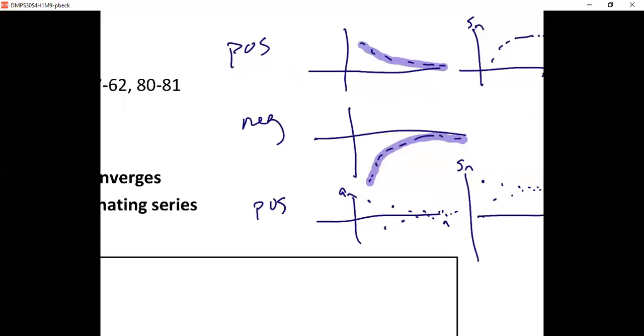So with that said, what happens if we have terms that are both positive and negative? We still have to approach 0 essentially, or eventually, to be able to have a sum, and that's what we're going to deal with today.